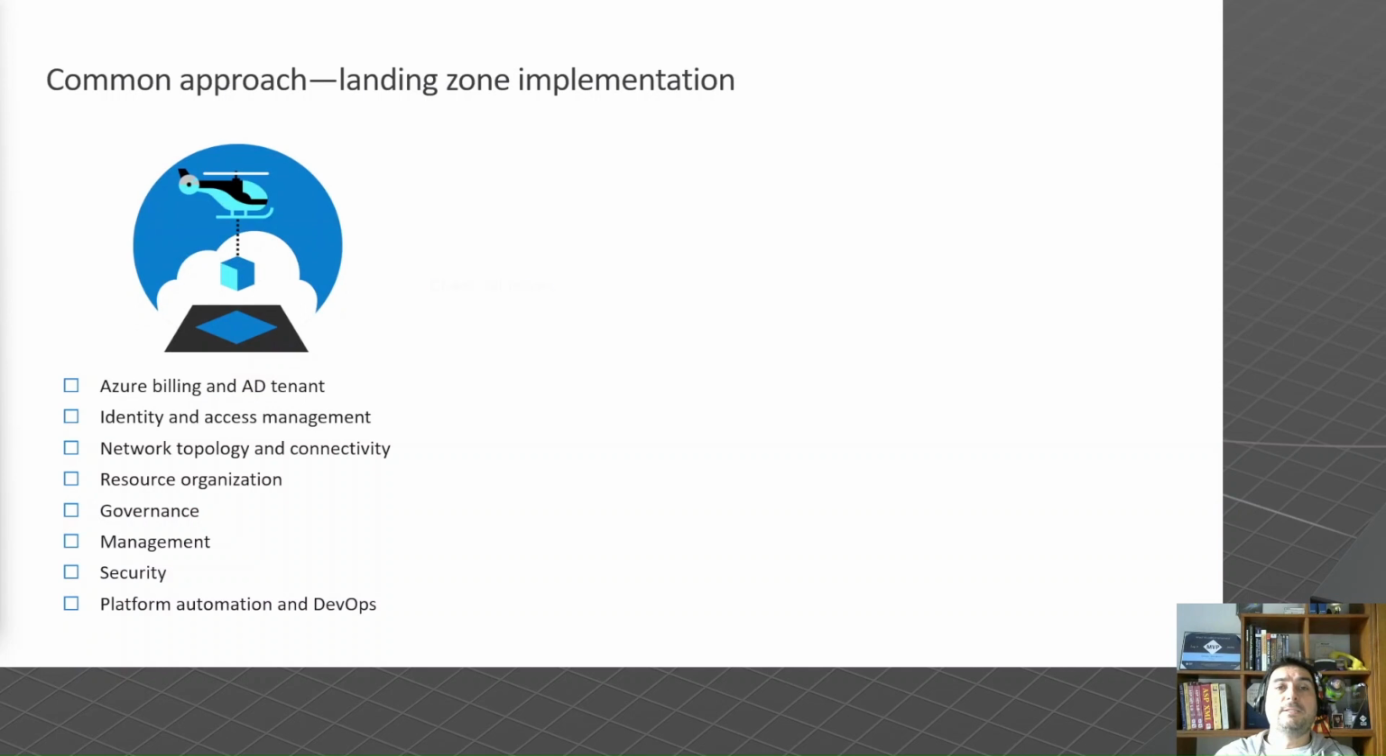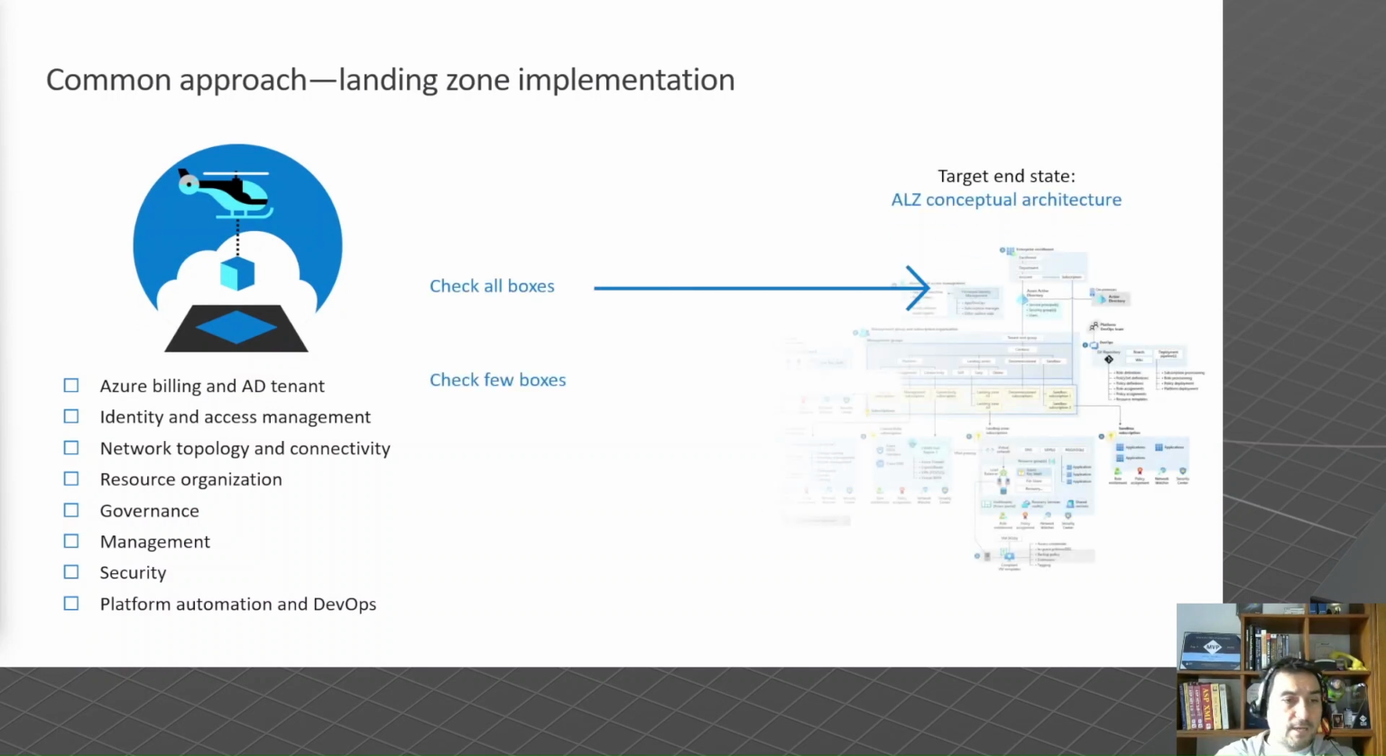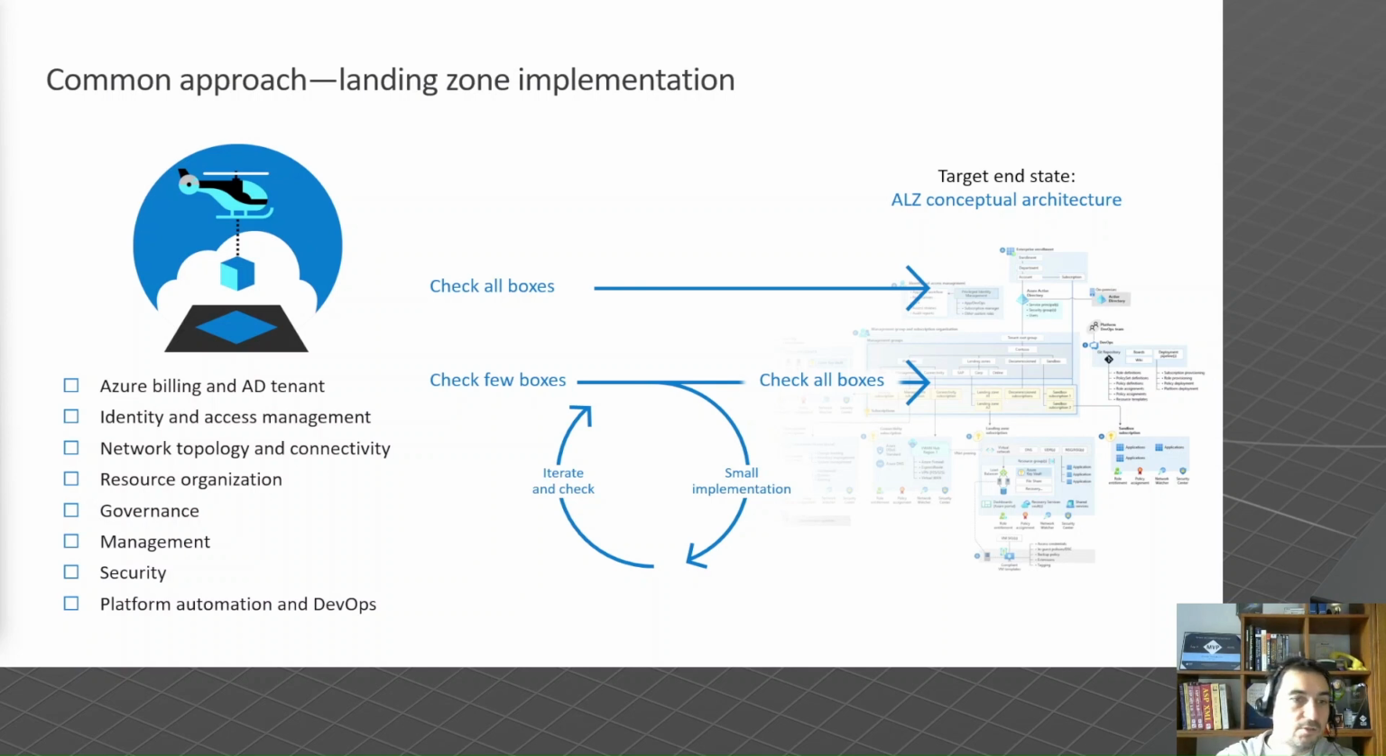As far as how we implement it, if I can check all the boxes, then I can go for it. This also implies a larger organization, better structure. I have to figure out the billing, the tenant structure, the identity access management, network topologies, connectivity, my resource organization is properly done, governance management, security model, and ultimately I have platform automation and DevOps. But for small and mid-sized organizations, we choose several workloads and then we move. We check a few boxes, then do a portion of the implementation, and then we do an iteration check, and then again we move to additional boxes.